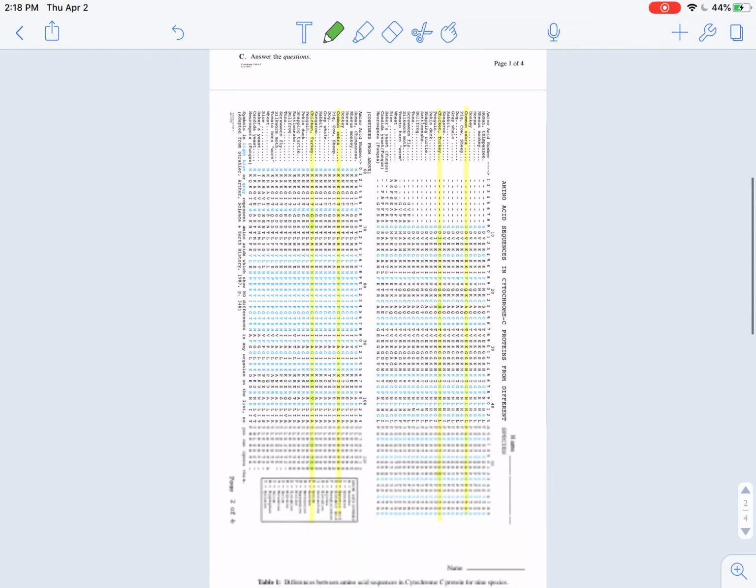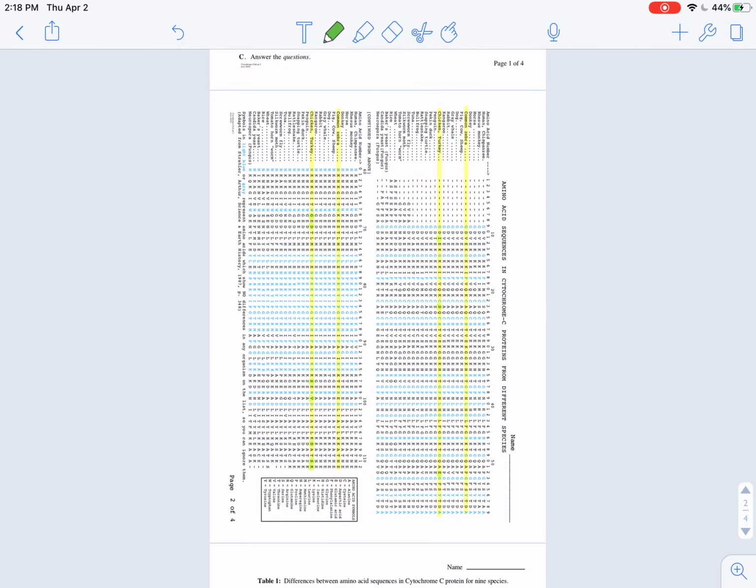So I'm going to zoom out here so I can see the entire page. So what this shows us is several different organisms. You can see those written in the far left column there. You can see that human and chimpanzee share a row because they have identical versions of cytochrome C.